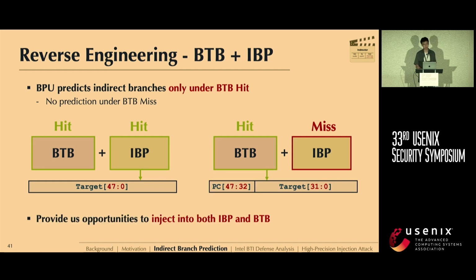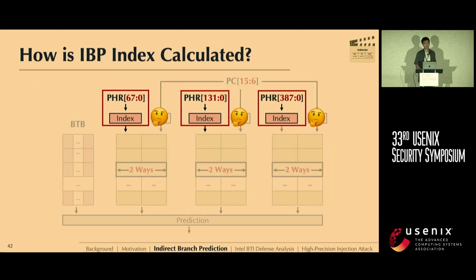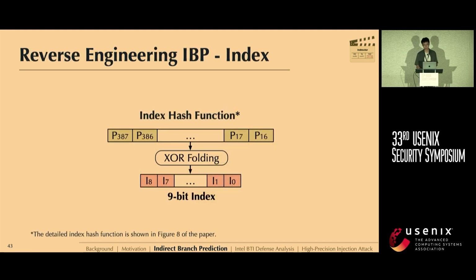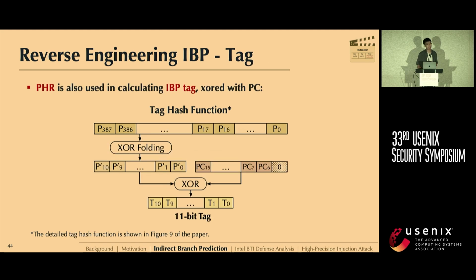This provides us opportunities to inject into both components. The last piece is how PHR is hashed into an IBP index. From our test, PHR is XOR folded into a 9-bit index. And we found PHR is also used to calculate the tag, but it's folded into an 11-bit value and XORed with PC to generate the IBP tag.